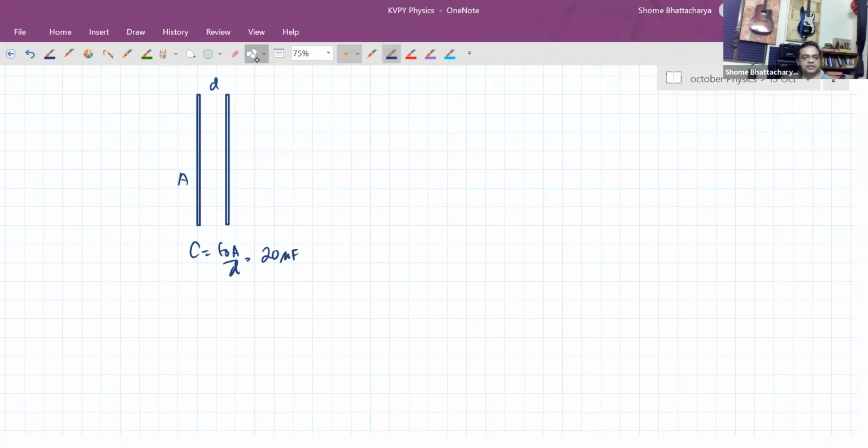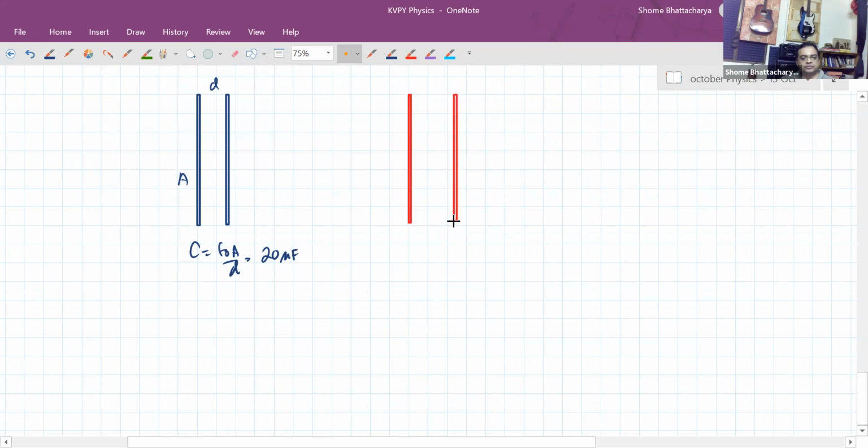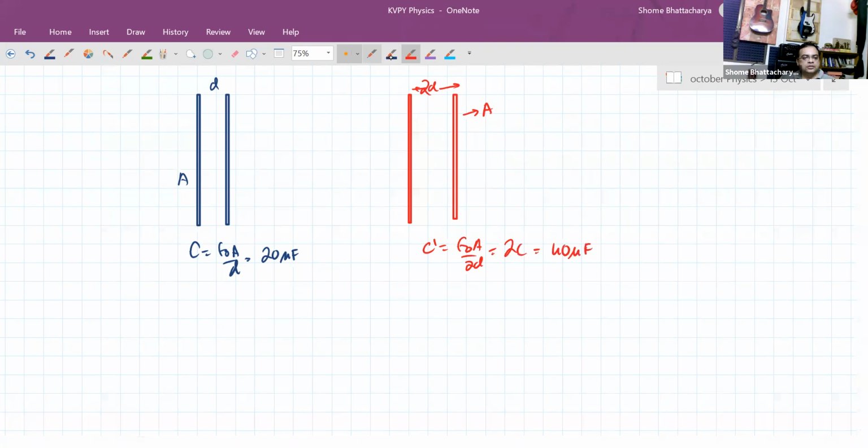Now, when I move the plates apart, the second time, what is happening is the capacitance is changing to epsilon naught A by 2D. It's becoming half. By increasing the distance, I'm compromising on the capacitance of the system. It cannot hold charge that efficiently. So the new capacitance, let's say this C prime, has become, sorry, this is 2D. So epsilon naught A by 2D. So it has become C by 2 or 10 microfarads. Okay. So that's the change to the system. Now let's see how we are making this change with respect to the battery. So initially we had this capacitance connected to the battery.